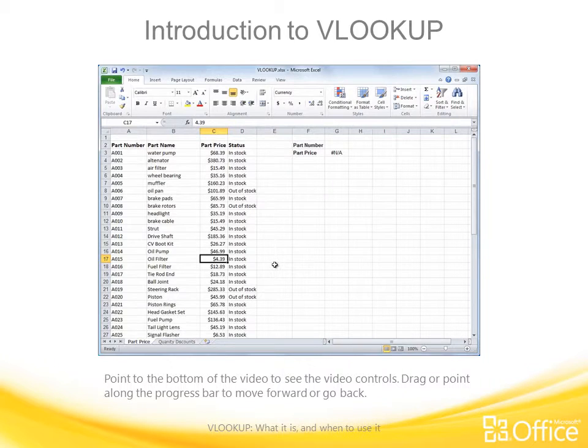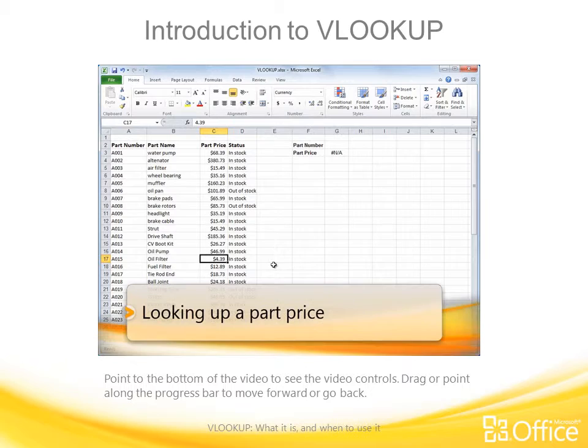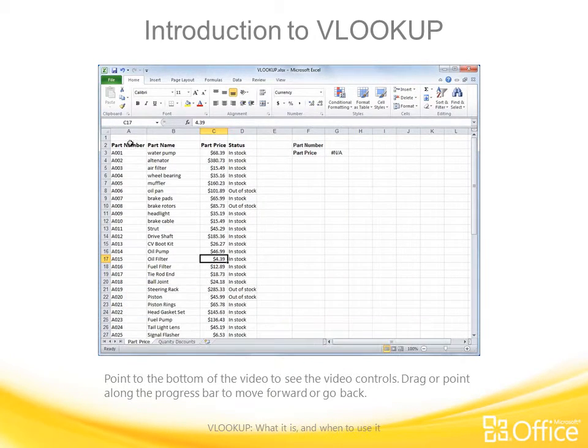In this first example, looking up part prices by using part numbers, I'm using a 4-column Excel list with part numbers in the left column, part name, part price, and part status. I've already created the vlookup formula here in cell G3, and I'll show it to you up here in the formula bar. Don't worry about its various parts or arguments right now.